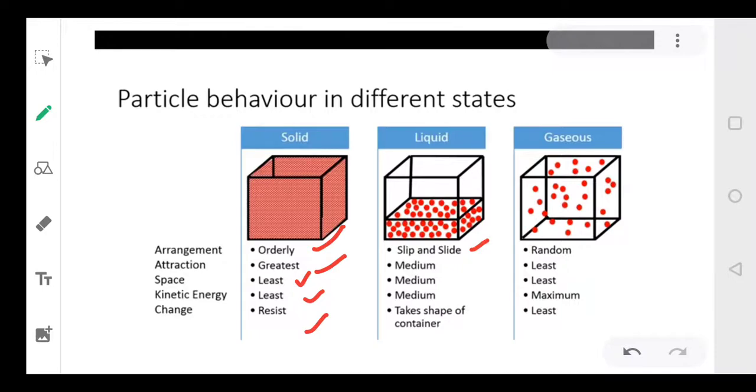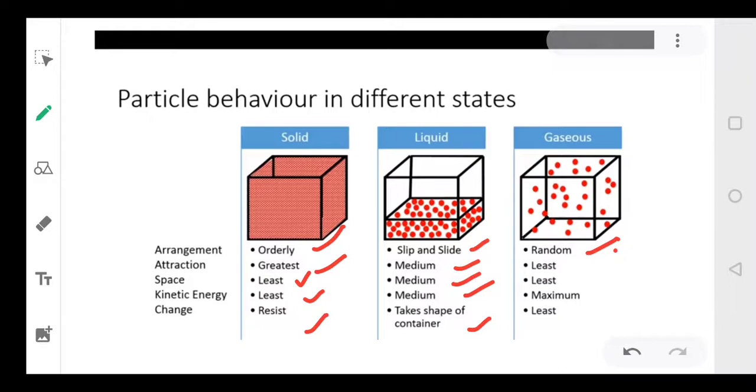In liquids, the force of attraction is medium. The space between the particles is also medium. The kinetic energy is also medium and they always take the shape of the container. Now here, in gases, there is no arrangement of particles. The particles move randomly from one place to another.